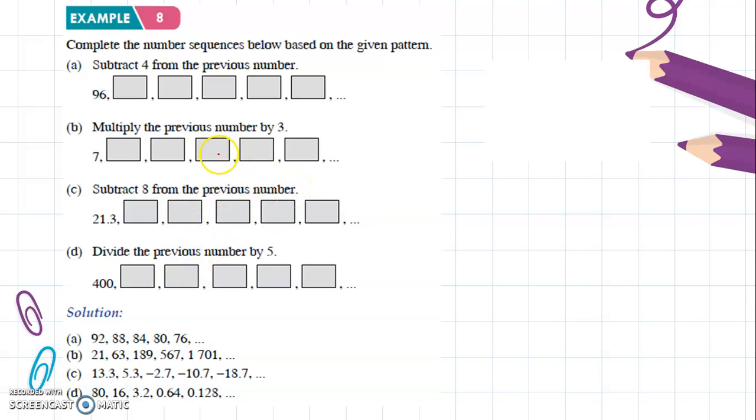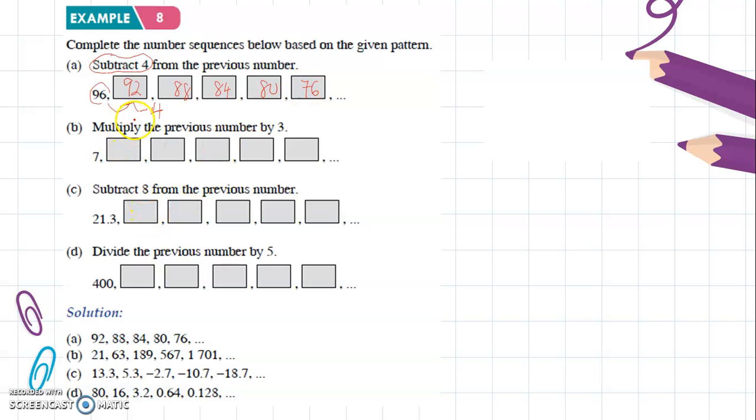If you look at example 8, complete the number sequence below based on the given pattern. Now the patterns are already given. For example A, the pattern involved is subtract 4, and the sequence starts with 96. To obtain the next number you subtract 4. For example, 96 minus 4, you will get 92. 92 minus 4, you get 88, and so on.